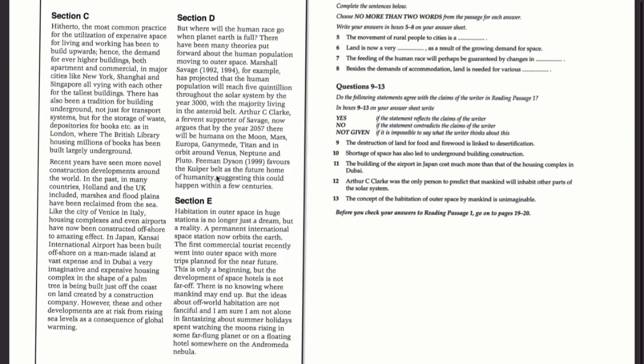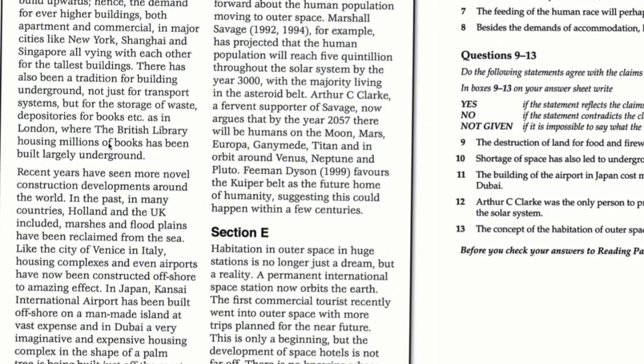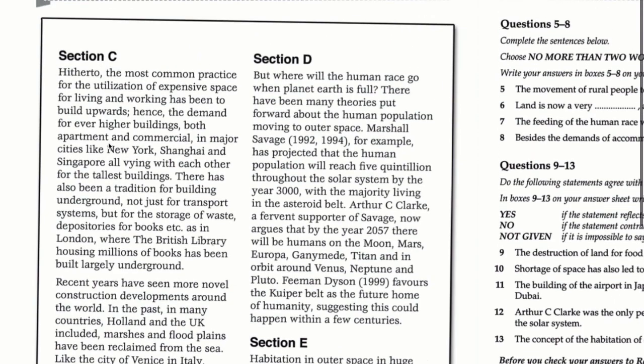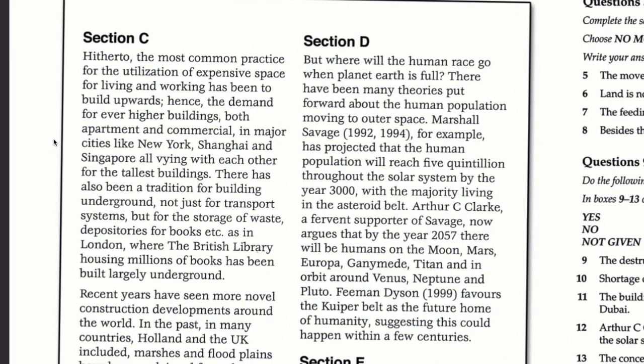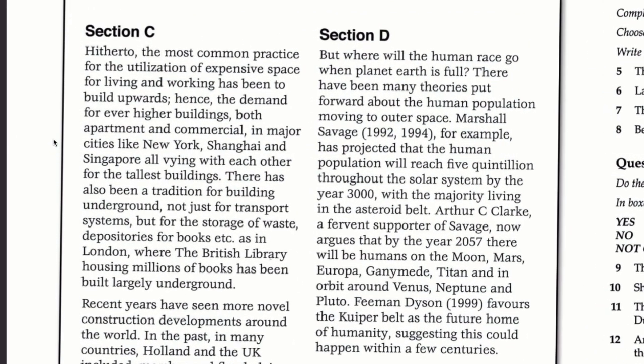Hitherto. Well, this word is a conjunction. Many of you might not be aware of it. It means till now. The most common practice for the utilization of expensive space for living and working has been to build upwards. Hence, the demand for ever higher buildings, both apartment and commercial, in major cities like New York, Shanghai and Singapore, all vying with each other for the tallest buildings.